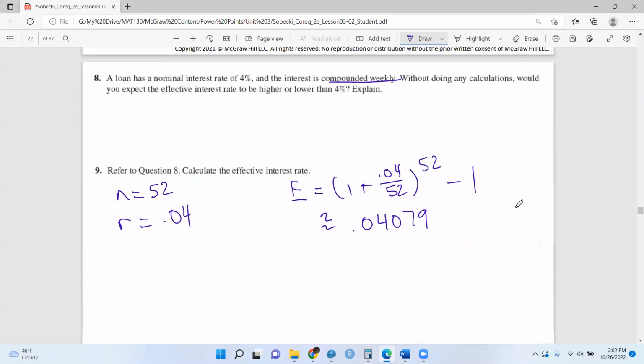In other words, it's a 4.079% interest rate. What this means is after 1 year, if we were earning compound interest compounded weekly, we'd have the same amount of money in our bank account as if we were earning 4.079% simple interest in a 1-year term.